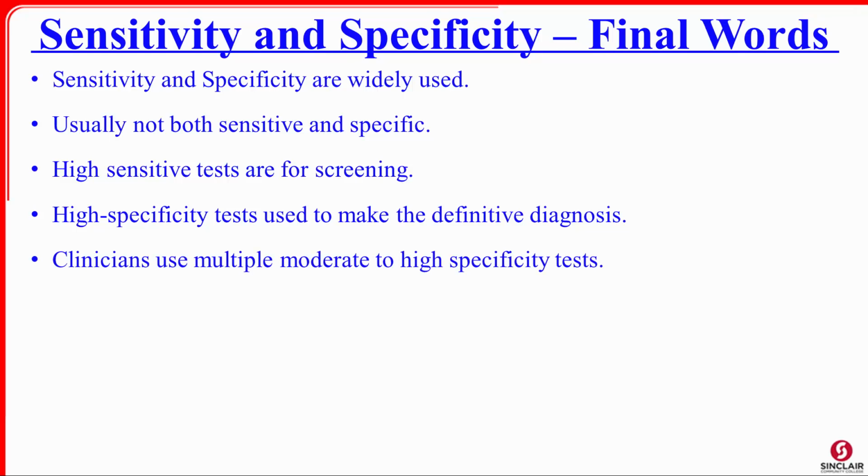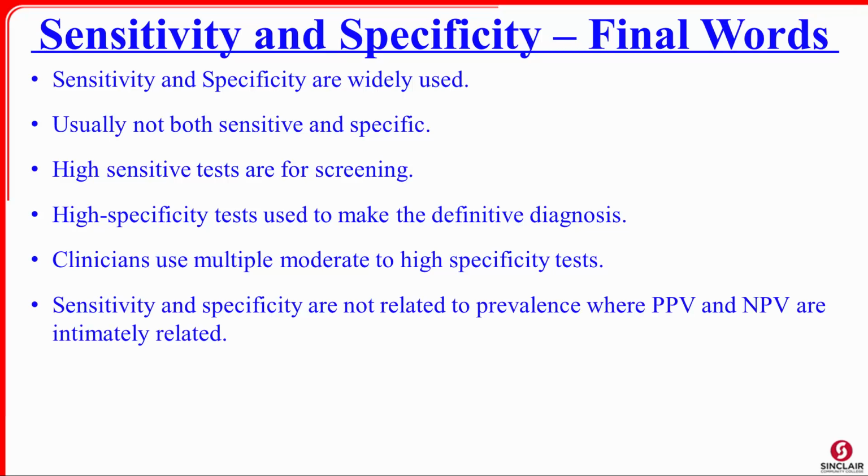Now, in the clinic, we use multiple tests. Since we have nothing that's 100%, we'll use several tests, which increases our likelihood of either ruling in or ruling out a problem, usually a musculoskeletal disorder, when the tests are either negative or positive. Sensitivity and specificity are not related to prevalence, where positive and negative predictive values are intimately related.